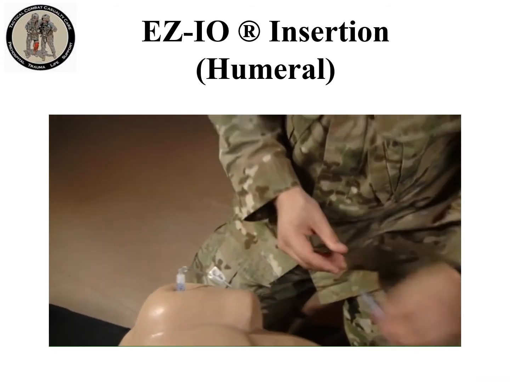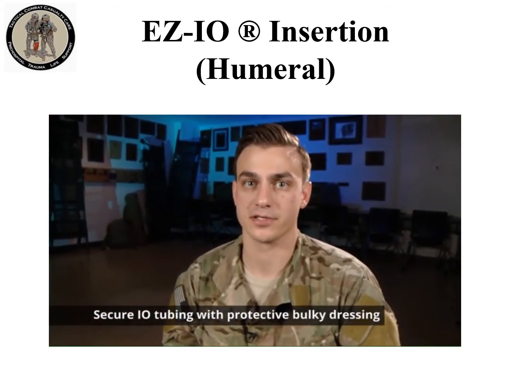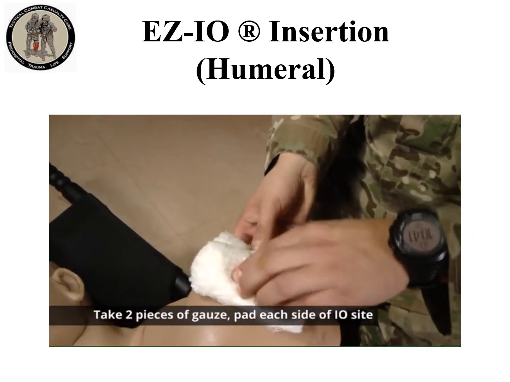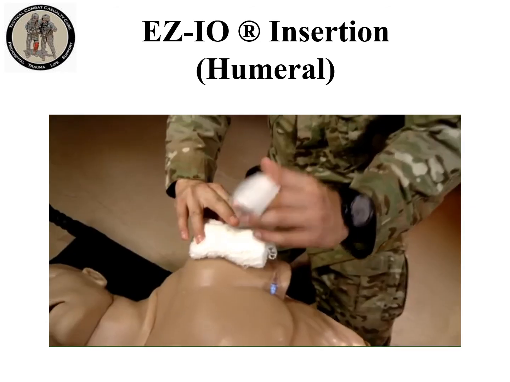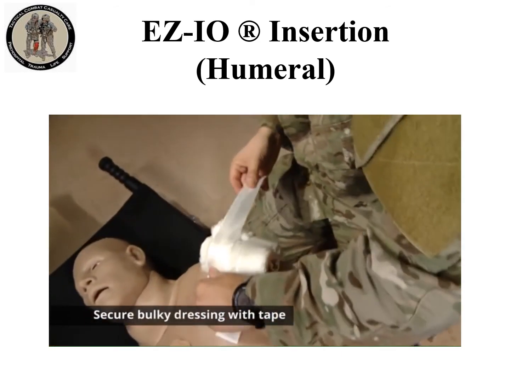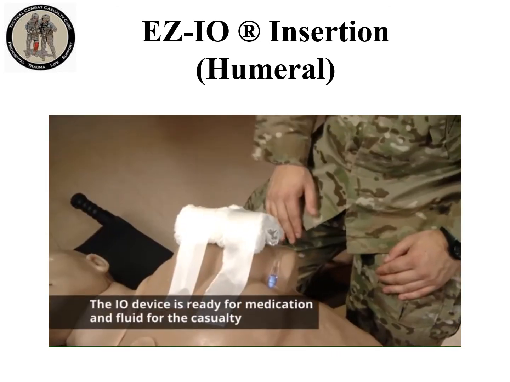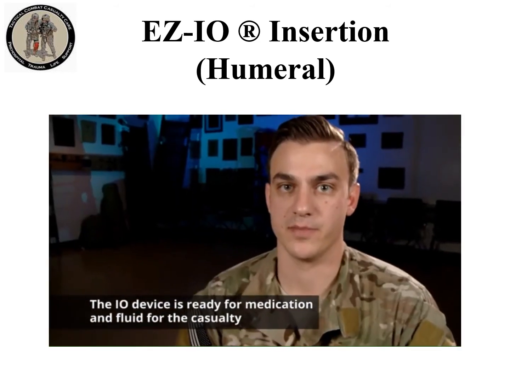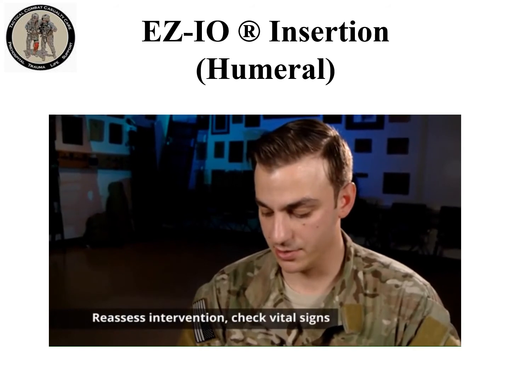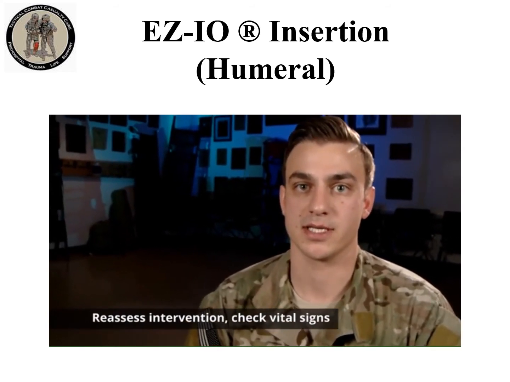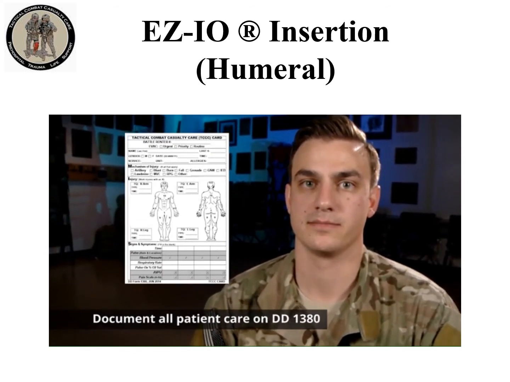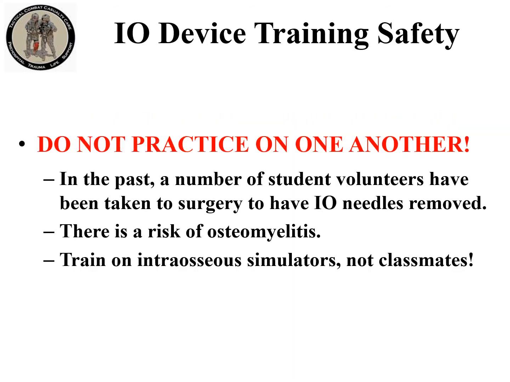We are now going to place a protective bulky dressing over the IO site. Taking 2 pieces of gauze, we are going to pad each side of the IO site. After securing the bulky dressing for our intraosseous device, it is now ready to receive medication or fluid for our casualty. Remember to continually reassess your intervention, assess the casualty's vitals, and document all patient care on DD Form 1380.